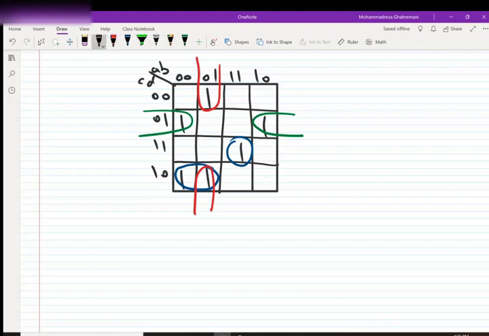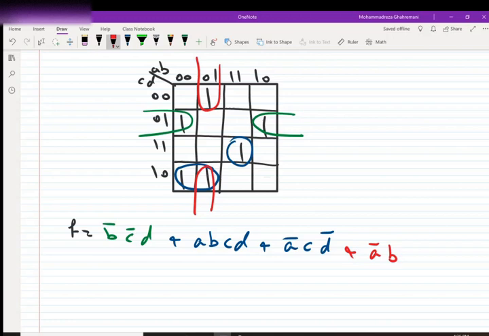If we write the function for the given one, A is changing, B is constant, which is B bar, C is constant, D is constant. For the blue one, we have a single cell, which is A B C D. The other group, A is constant, A bar, B is changing, C is constant, D is constant. And finally, for the red one, A is constant, B is constant, C is changing, D is constant. Okay, so this one is the simplest sum of product for this table.